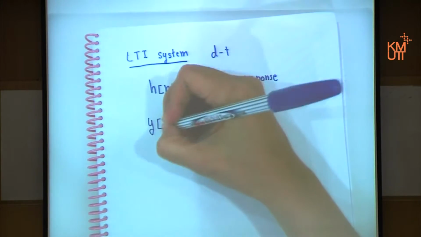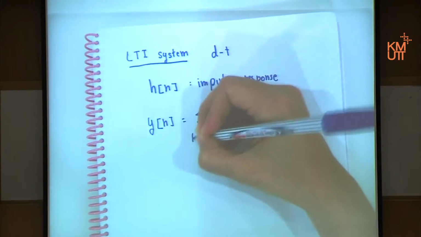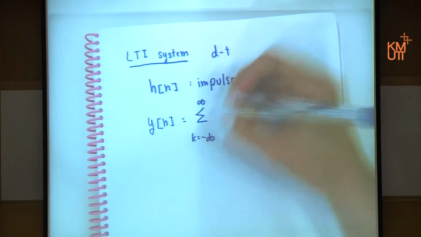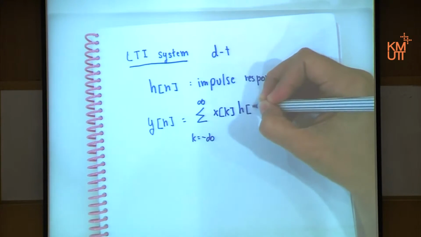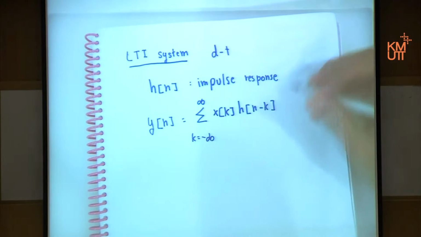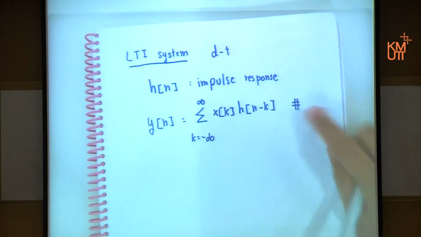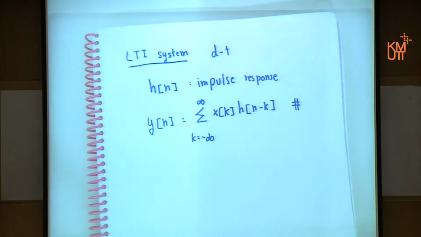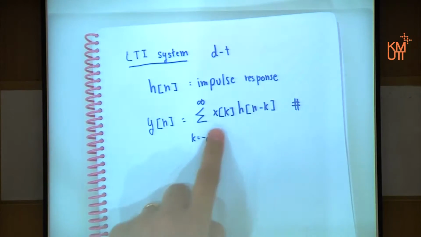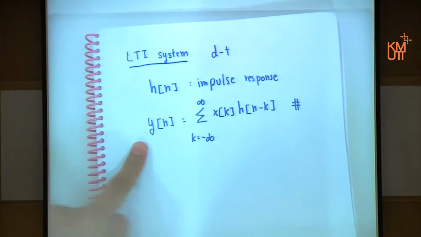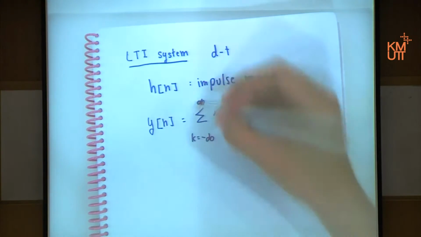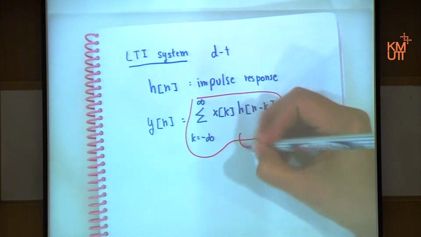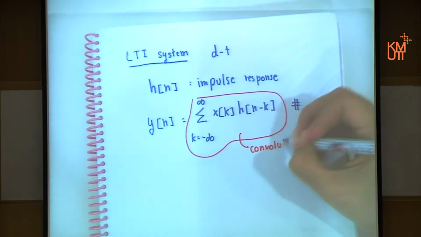So we can write that y[n] equals the summation, when k equals minus infinity to infinity, of x[k] h[n minus k]. Right? We already know this equation, and from this one I call the operation between input and impulse response to produce output. We call this operation convolution. I told you on Tuesday, this operation we call convolution.